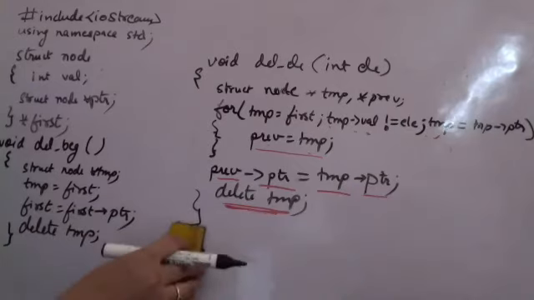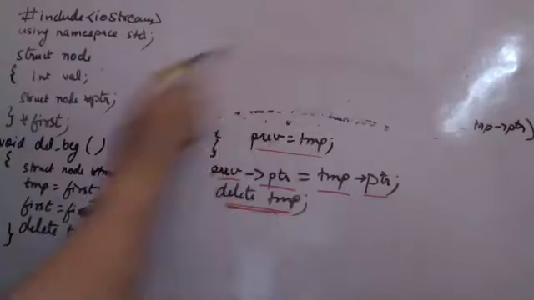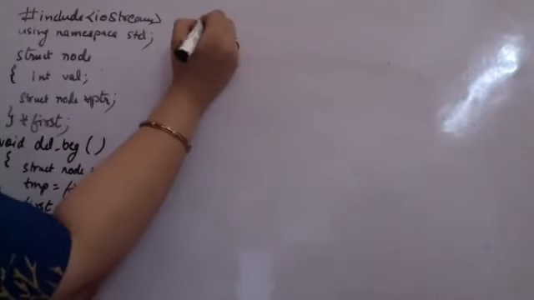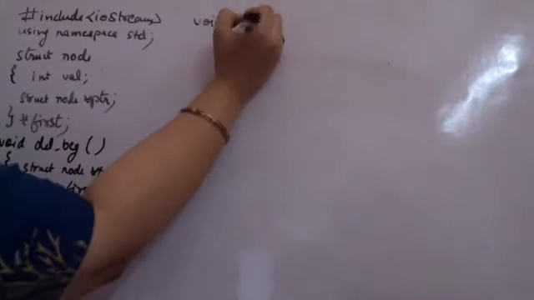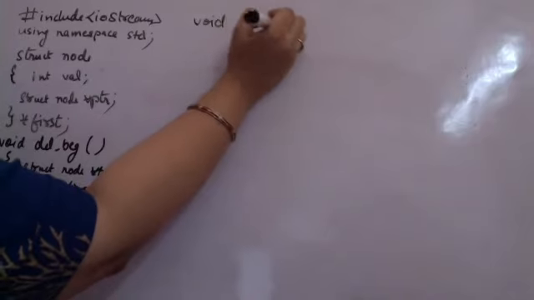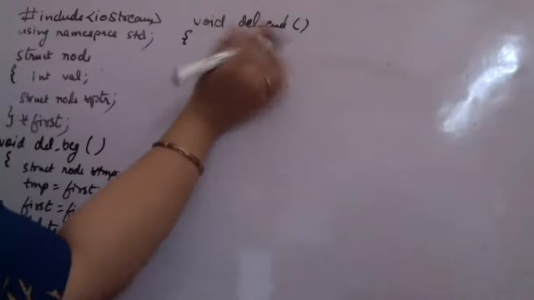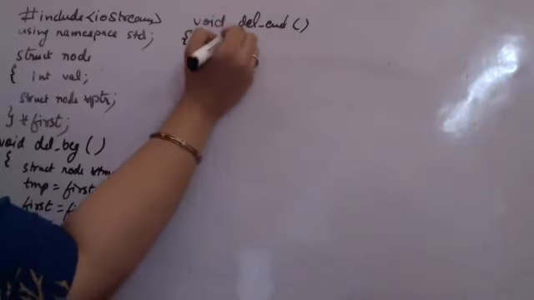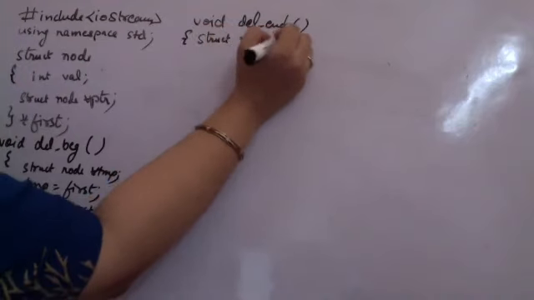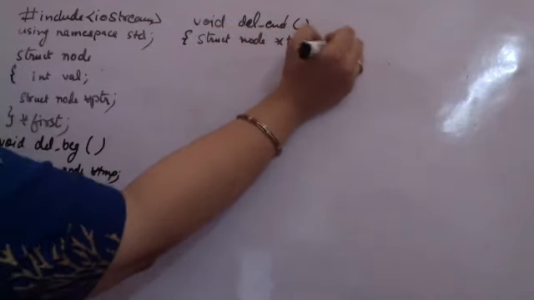After void delete element, I am giving you the code for delete from end. So I am having a void delete end. Again, since I have to delete from end, I am not having any parameter here. I need to have a temporary and a previous variable. So I'm again creating struct node pointer temp and pointer previous.